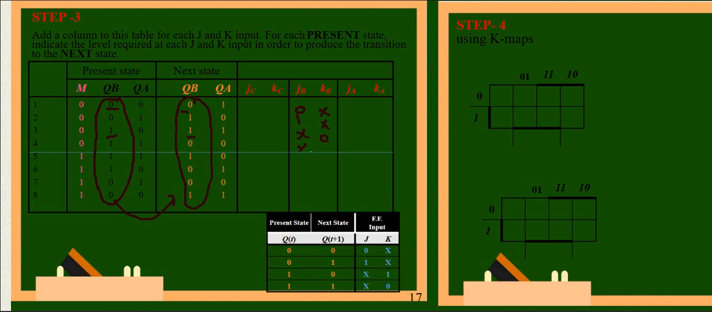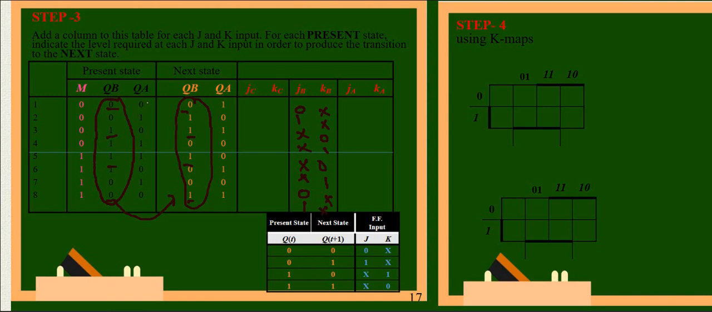Similarly, we can go for the down counter also. In this case it is 1 to 1, so it is don't care 0, and then 1 to 0, so it is don't care 1, then 0 to 0, so it is 0 don't care, and in the last case it is 0 to 1, so it is 1 don't care. So this is the table we got for QB.